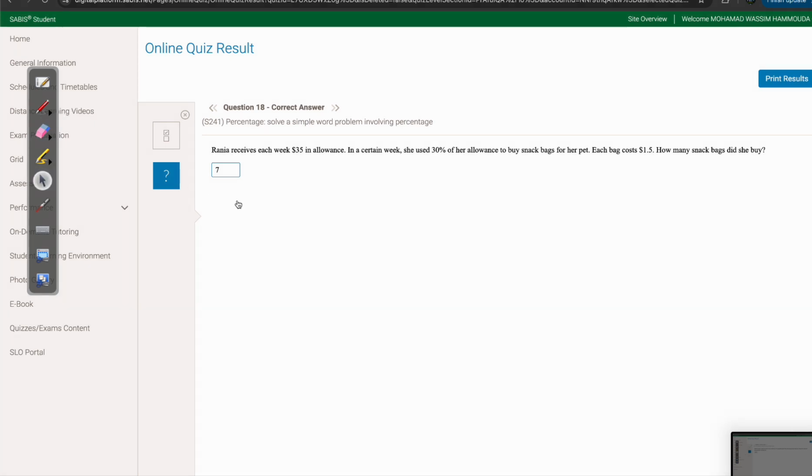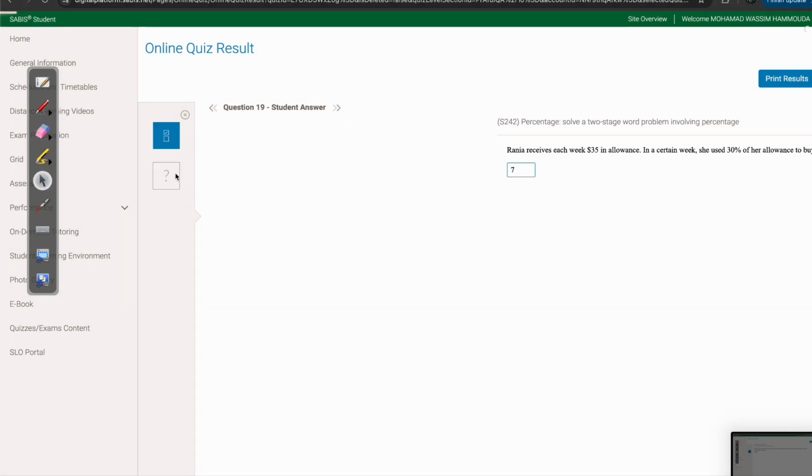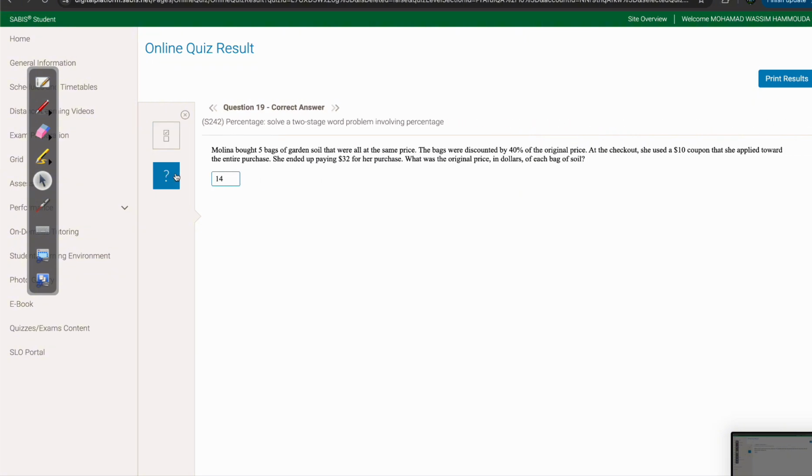Number 19, which is really similar to this question actually, but much more complicated. Molina bought 5 bags of garden soil that were all at the same price. The bags were discounted by 40% of the original price. And on top of the discount, she used a $10 coupon that she applied towards the entire purchase. She ended up paying $32.